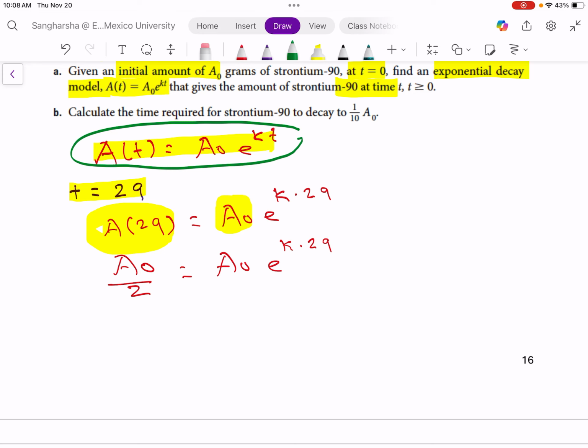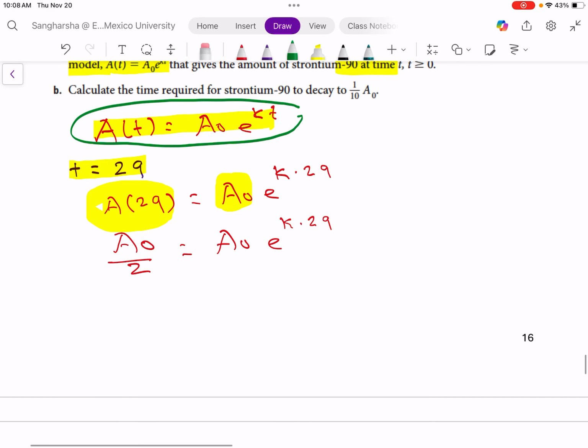The very first method is we try to make the same base on both sides. Now, what base do we have on the right side? e, right? We have A naught over 2. Is it possible for us to make the same base on both sides in this case? We don't know what A naught is, so it's a general representation. So it's not easy. And if you cannot make the same base on both sides, then what is our next option? We take log on both sides, right?